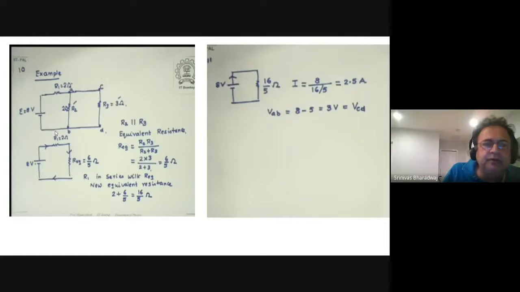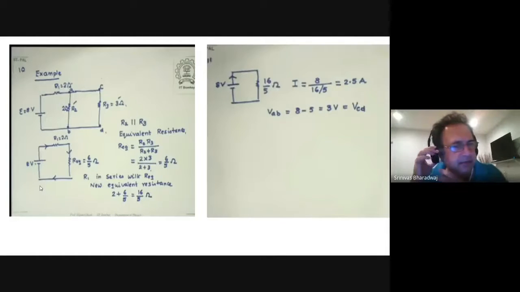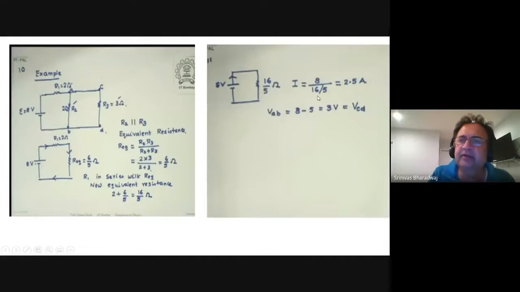So what is the voltage across it? 8 volts, right? The effective resistance is 16 by 5. So 8 divided by 16 by 5 will give you the current, right? And he evaluates that right here. 8 divided by 16 by 5 equals the current. That is 8 divided by 16 by 5, which is 5 by 2, right?